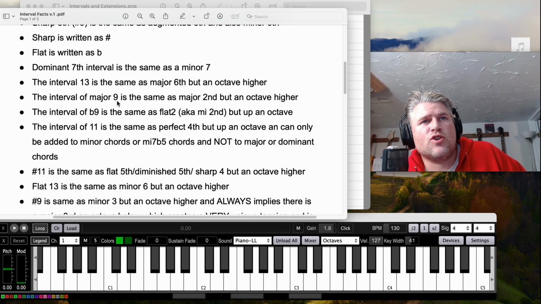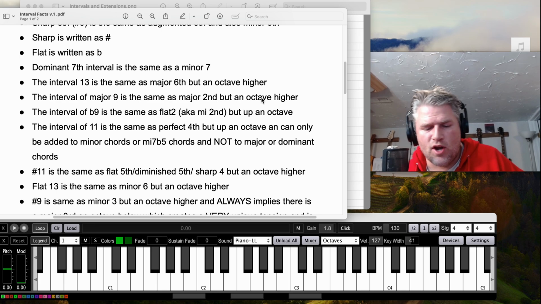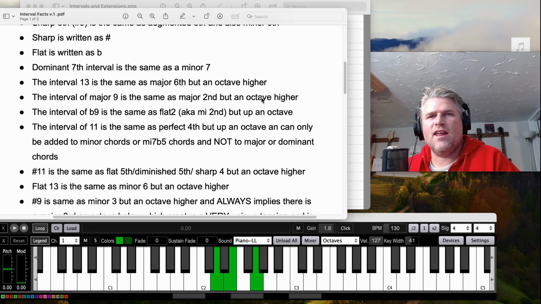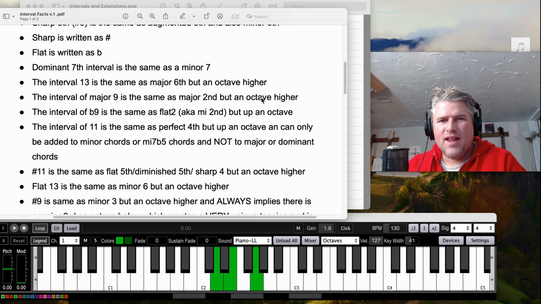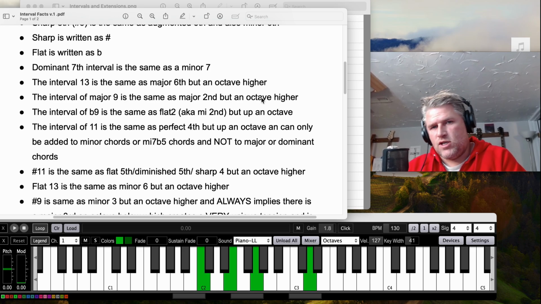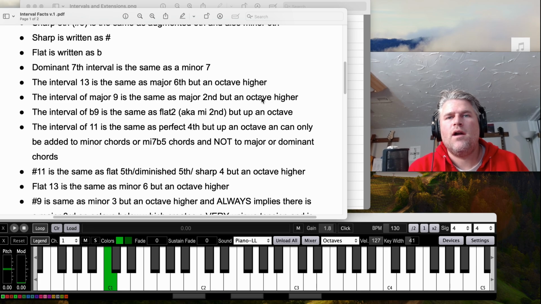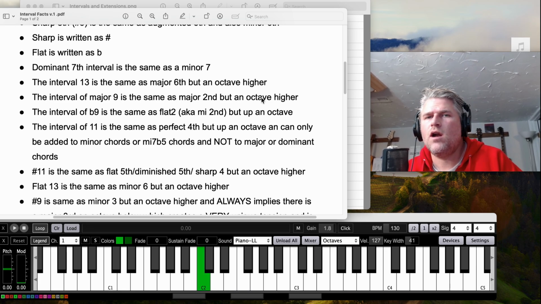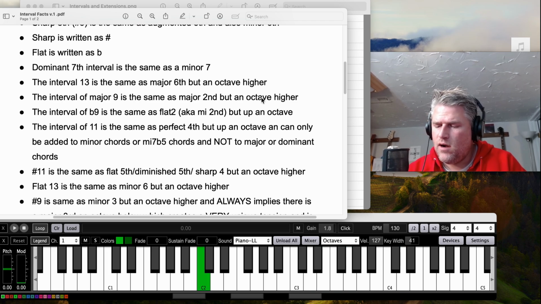The interval of major 9 is the same as a major 2nd, but an octave higher. So here's a 2nd, but it doesn't always make for the best voicing, so you could do a 9. So if I say C major, add 9, you're here. If I say C major, add 2, Steely Dan does that one. It's a cool voicing too. They're both different. There's a 9, and there's a 2. Just a different sound, really.